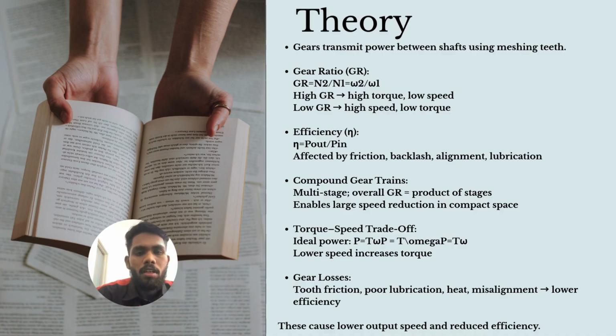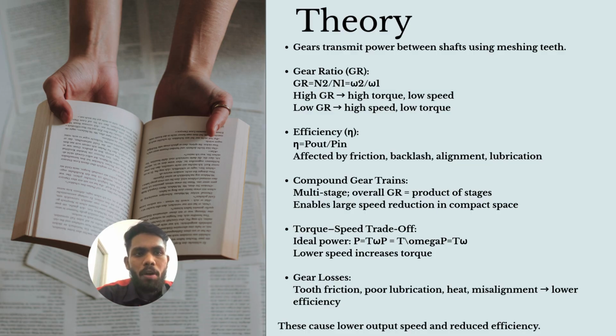Next, I'm going to talk about the efficiency, which is η. Efficiency tells us how much useful power is transmitted. The formula is η equals power P out over P in. Efficiency drops because of friction, backlash, misalignment, and lubrication issues.